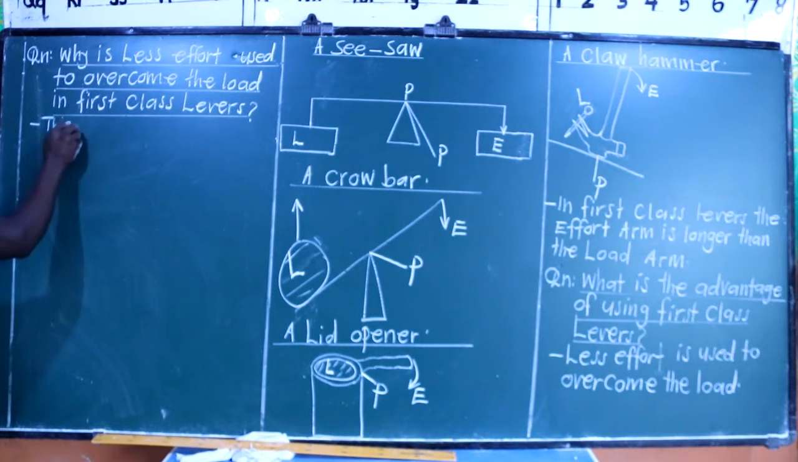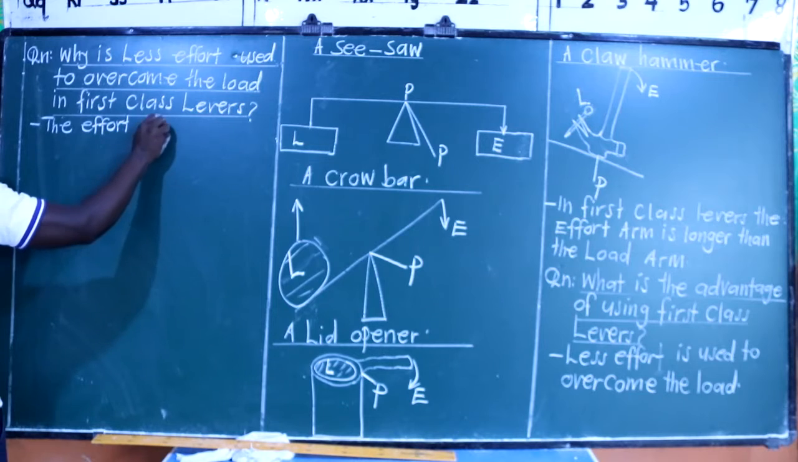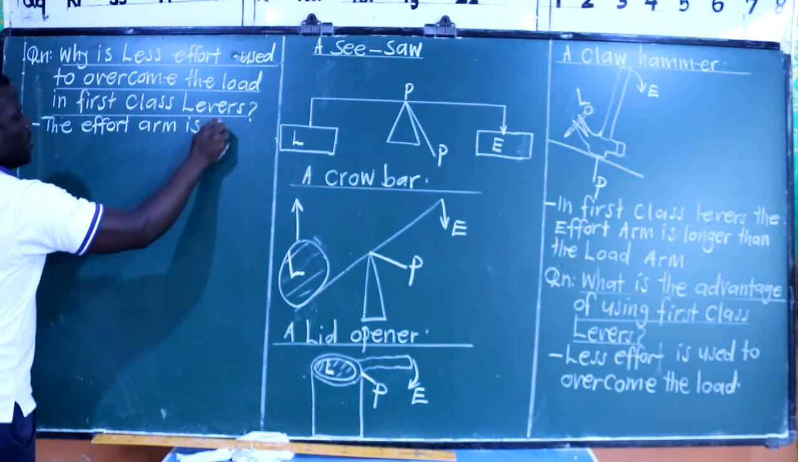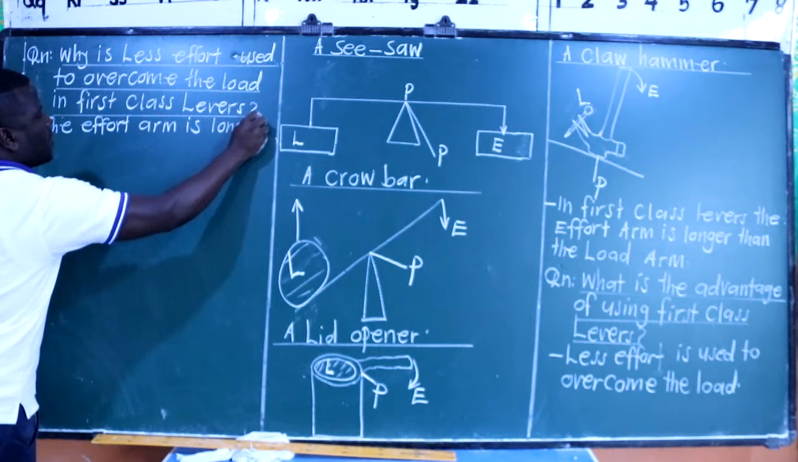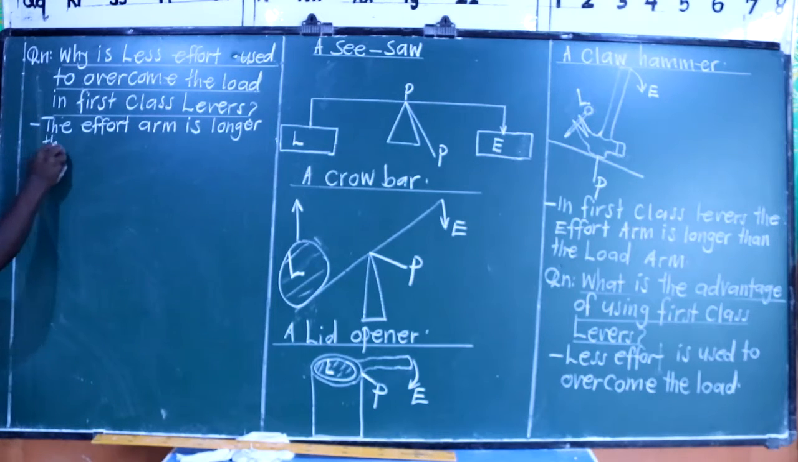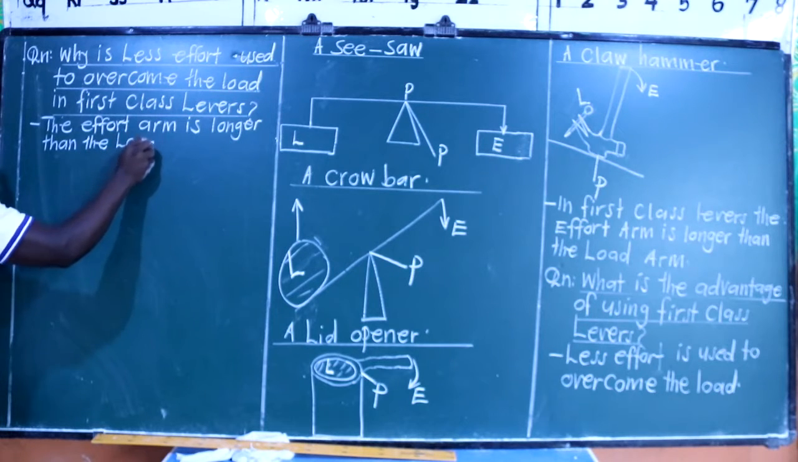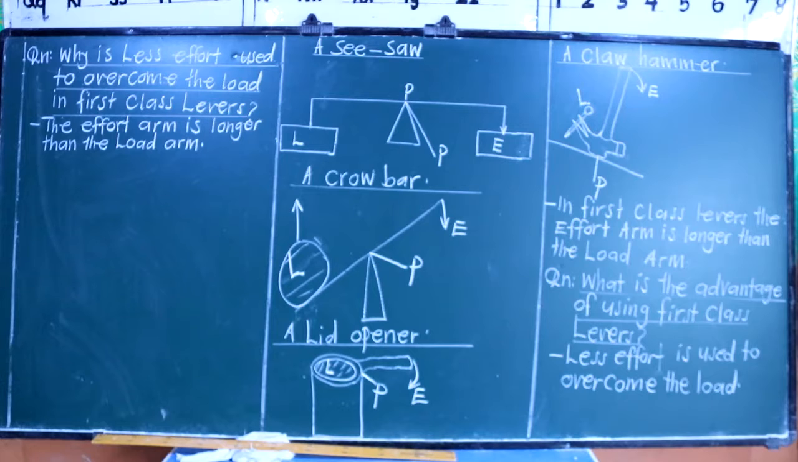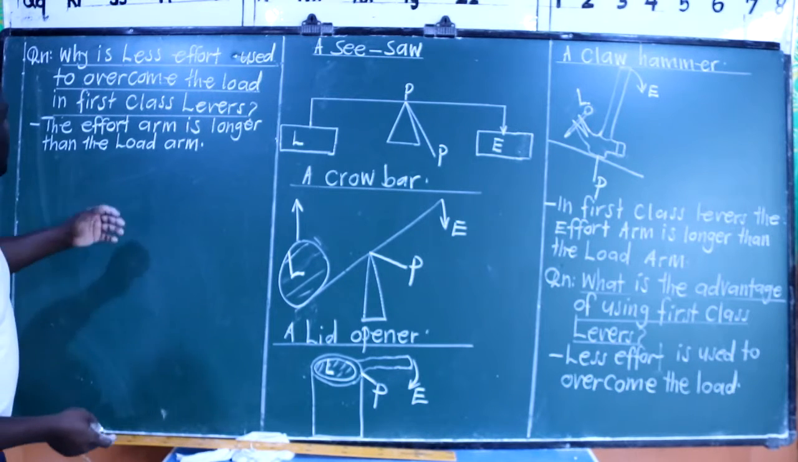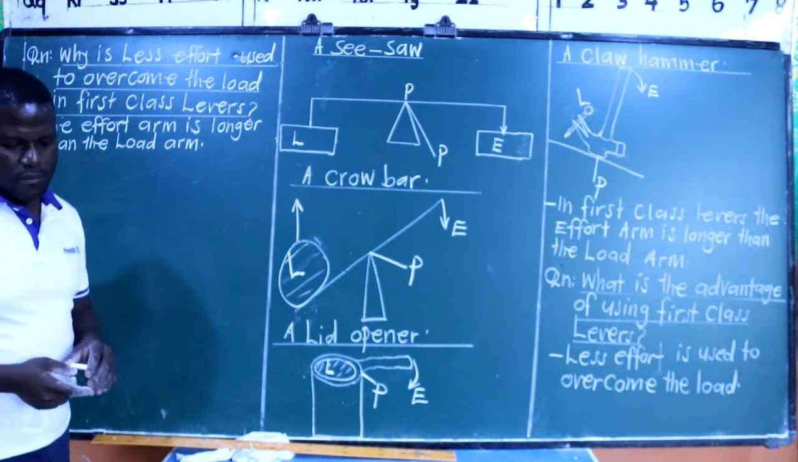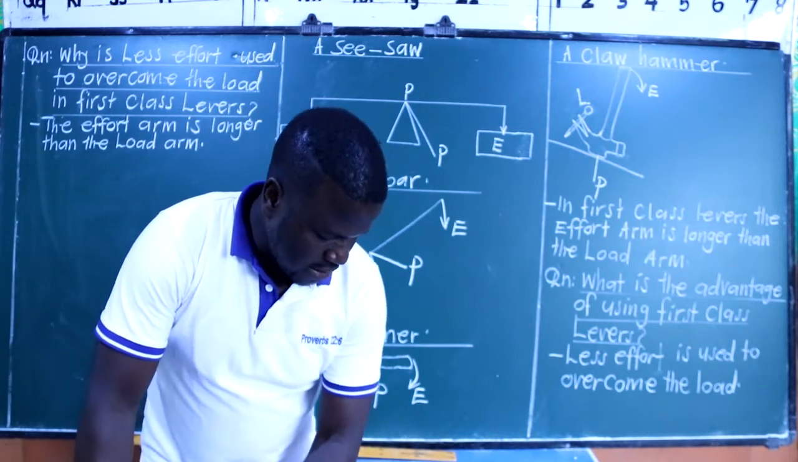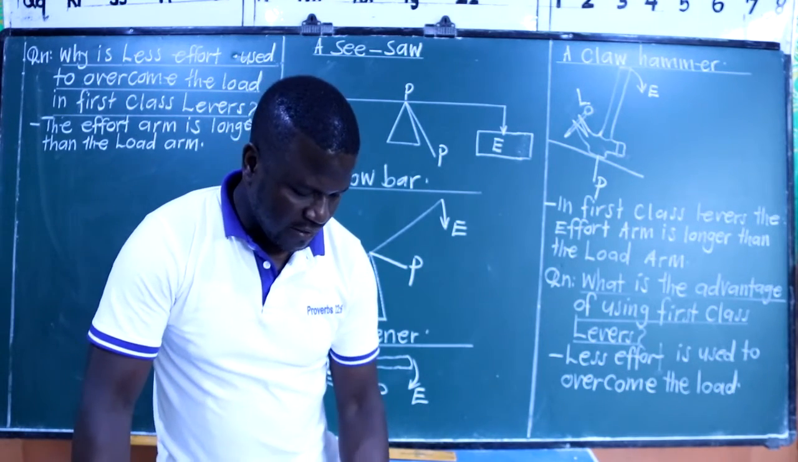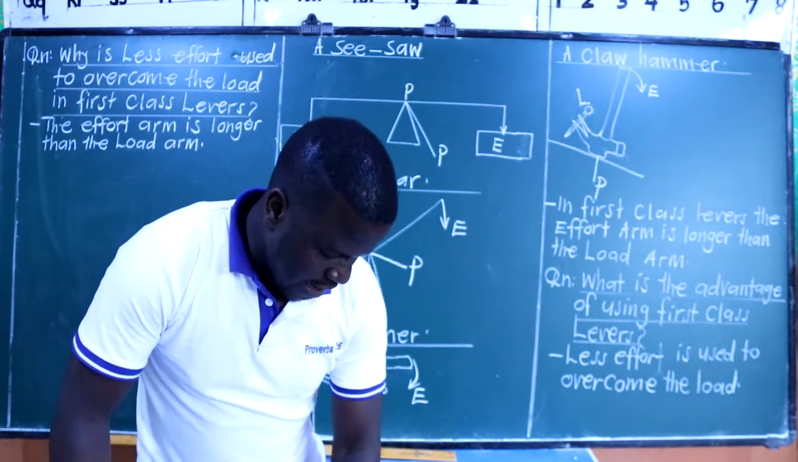Because the effort arm is longer than the load arm. Why is less effort used to overcome the load in first-class levers? Because the effort arm is longer than the load arm. So that is something we need to understand.